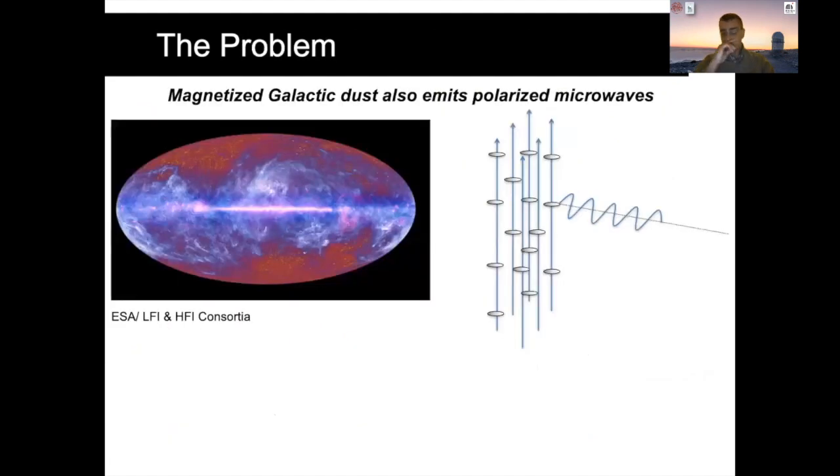PASIPHAE aims to address the thermal dust polarization foreground of the CMB. The early universe is not the only source of polarized microwave emission. Cold, elongated galactic dust grains aligned by the galactic magnetic field also emit polarized microwaves that you can see in these bluish hues on the sky map. Their polarization direction depends on the direction of the magnetic field.